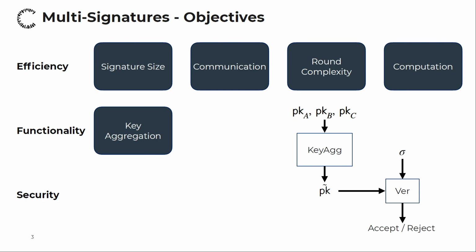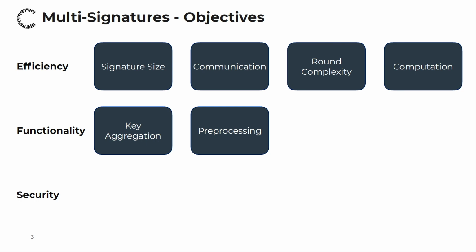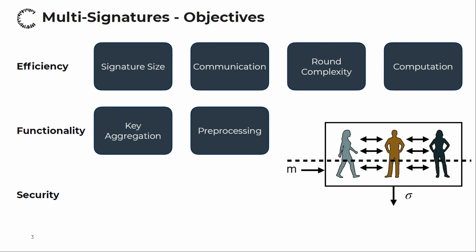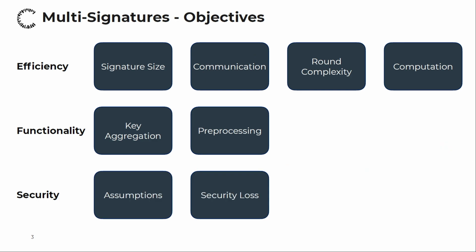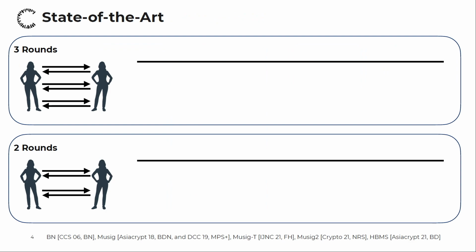Another additional functionality feature that we may want is pre-processing. Here, the entire interaction does not depend on the message, except maybe the last round. So you can pre-process the first few steps. And then, of course, we need some security requirements. And in terms of security, this is pretty much as for any other cryptographic primitive. We care about the assumptions that we use. We want minimal assumptions that are well studied. And we also care about the security loss if we treat the security reduction or the proof as a sort of a quantitative statement. Okay, with these goals in mind, let's look at the state of the art.